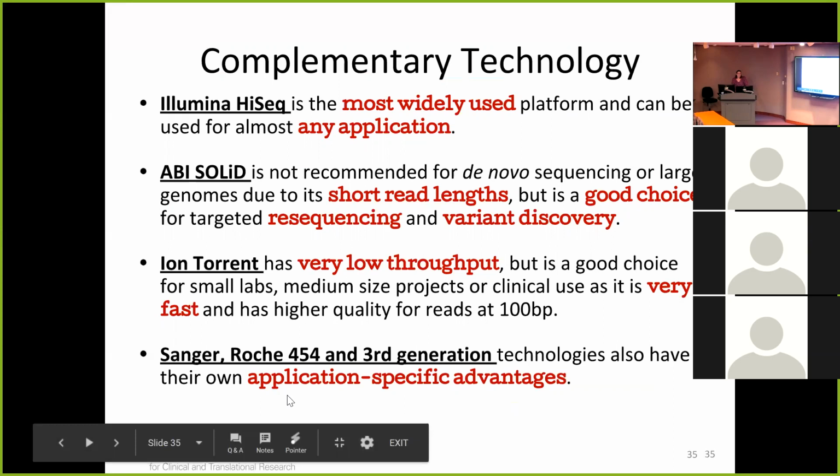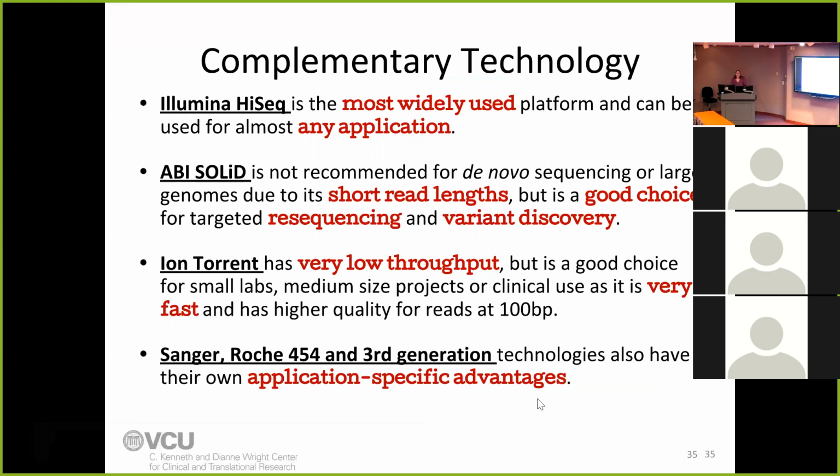And then you have other technologies like Sanger, Roche, and other third-generation technologies. They all have their own application-specific advantages. So just know what your application is and understand that Illumina is not the one answer that can do everything, although it is a great first choice.